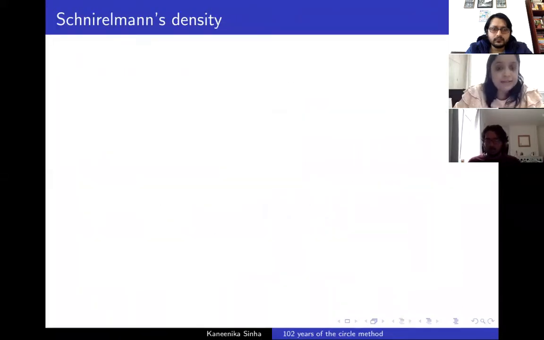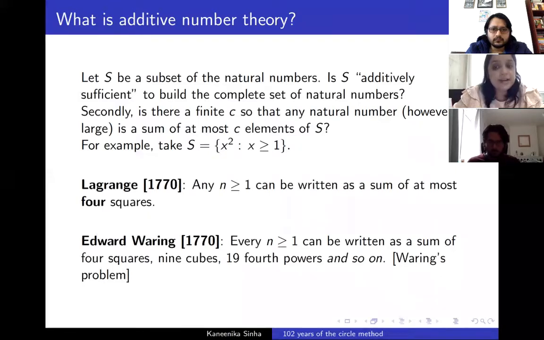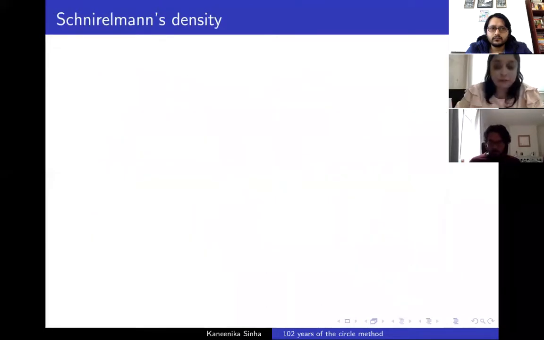And the reason the circle method is often named after Hardy and Littlewood is because they applied this method, which goes back to the work of Hardy and Ramanujan, to address Waring's problem. And they wrote multiple papers from 1920 to 1928 in which they completely solved Waring's problem.